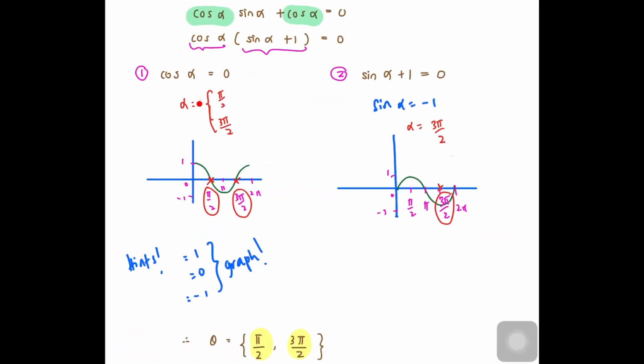Now let's conclude the answer. Just now it is pi over 2 and 3 pi over 2. And now your answer for alpha is 3 pi over 2. So let's combine the answer. This is your final answer. Your theta now is pi over 2 and 3 pi over 2.